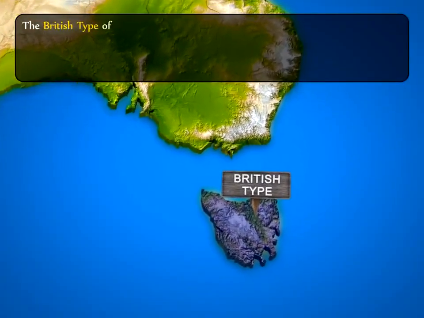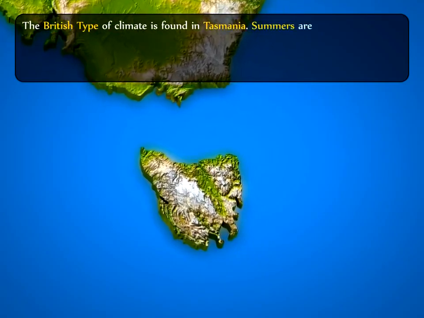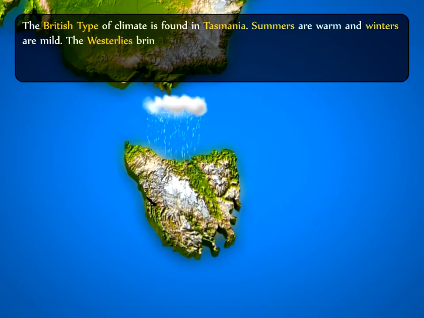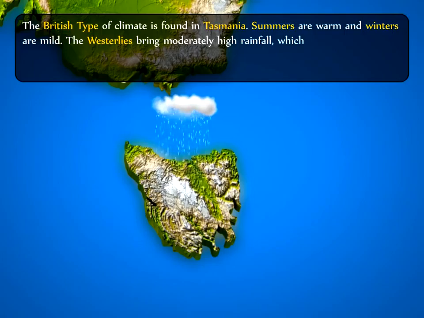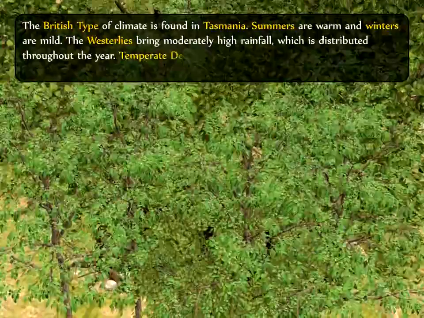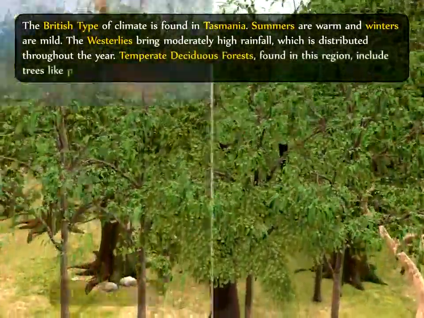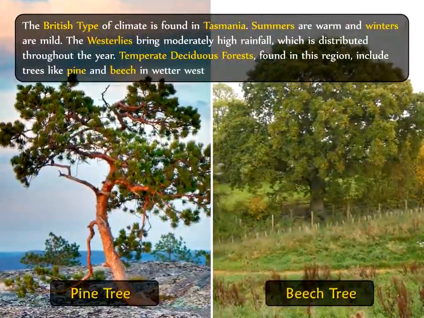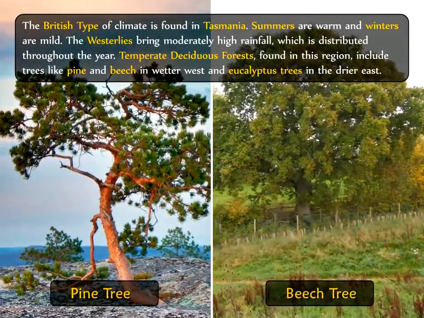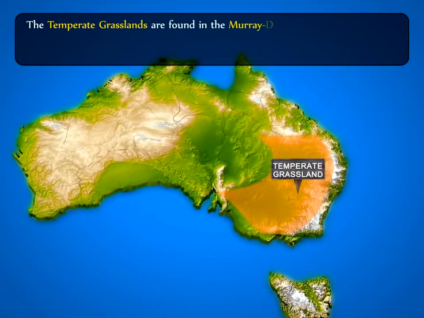The British type of climate is found in Tasmania. Summers are warm and winters are mild. The westerlies bring moderately high rainfall, which is distributed throughout the year. Temperate deciduous forests found in this region include trees like pine and beech in the wetter west and eucalyptus trees in the drier east. The temperate grasslands are found in the Murray-Darling Basin.